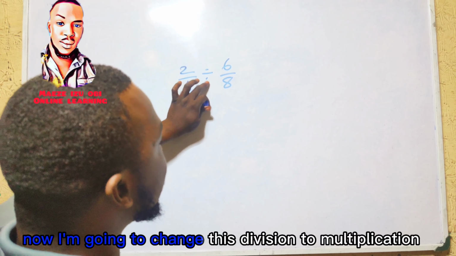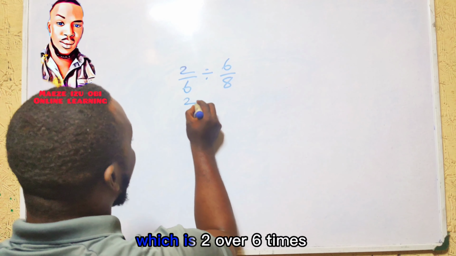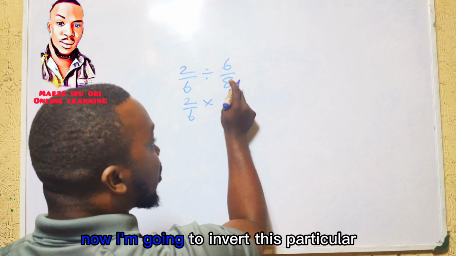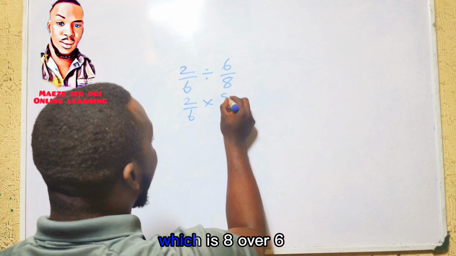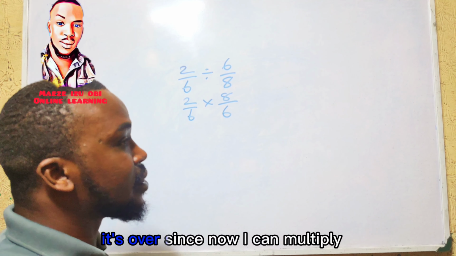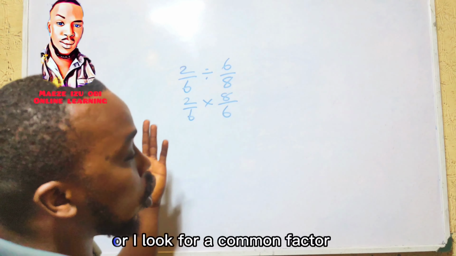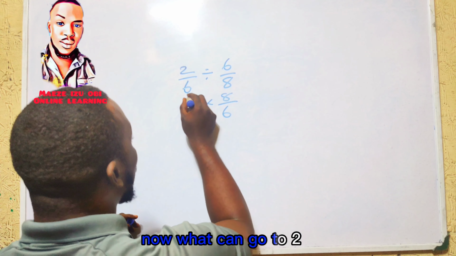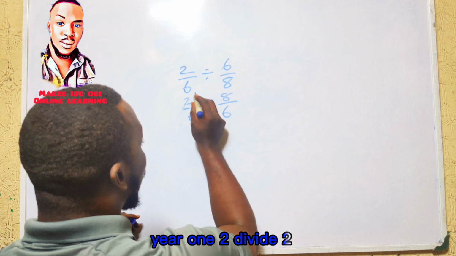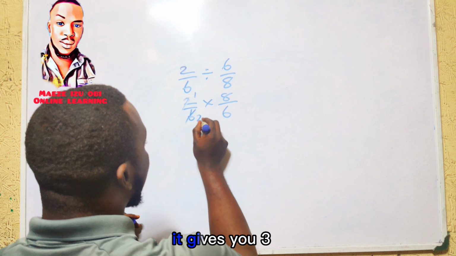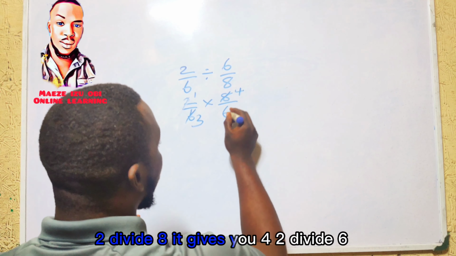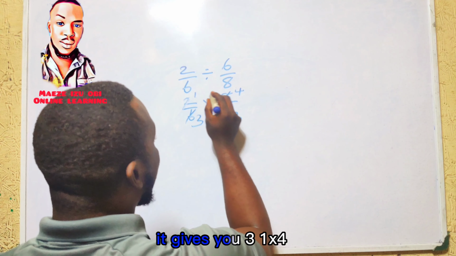Now, I'm going to change this division to multiplication, which is 2 over 6 times, and I'm going to invert the one on the right, which is 8 over 6. Now, I can multiply, or I'll look for a common factor to divide. Let me look for a common factor because of time. What can go? 2. 2 divides 2, 1. 2 divides 6, it gives you 3. 2 divides 8, it gives you 4. 2 divides 6, it gives you 3. 1 times 4, it gives you 4. 3 times 3, it gives you 9. Now we have 4 over 9.